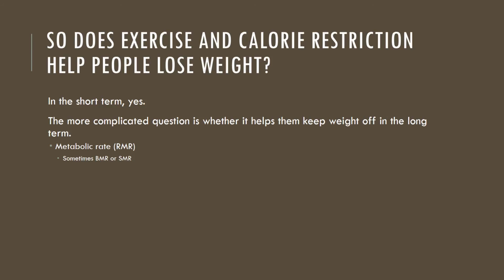So the question is, how can we help people lose weight using this information? Does exercise and calorie restriction help people lose weight? Yes. You saw that the Weight Watchers and even the self-help and the placebo lifestyle study, all of those helped people lose weight. The more difficult question is whether it helps them keep weight off in the long term. And so I really want us to key in on this idea of metabolic rate.